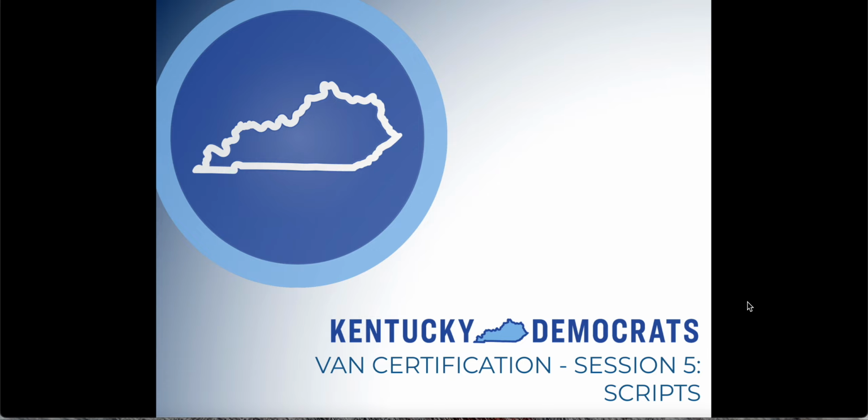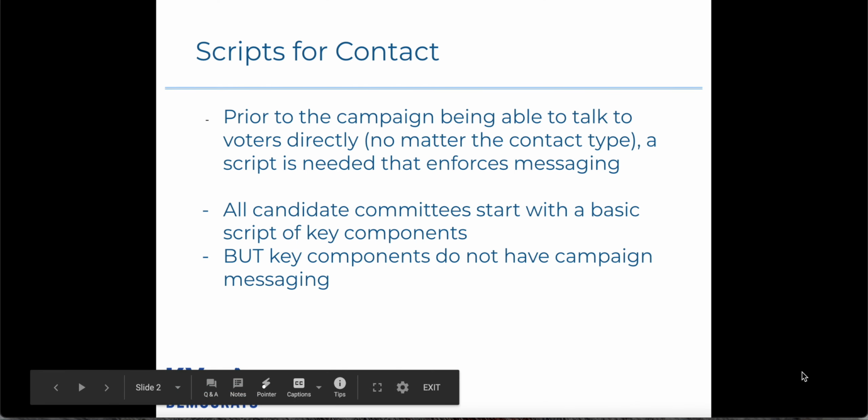Today we are going to be talking about scripts. When you are doing voter contact, whether you're calling voters, knocking their doors, running a text bank, even relational organizing, having a script is really important to make sure you stay on message, know what to say, as well as being able to get in any pertinent information that's going to help your campaign, like IDs, yard sign requests that you can later follow up on.